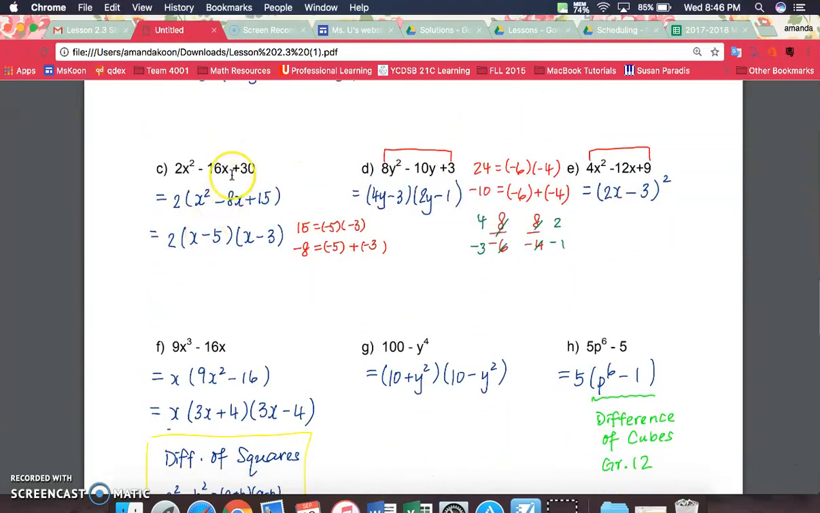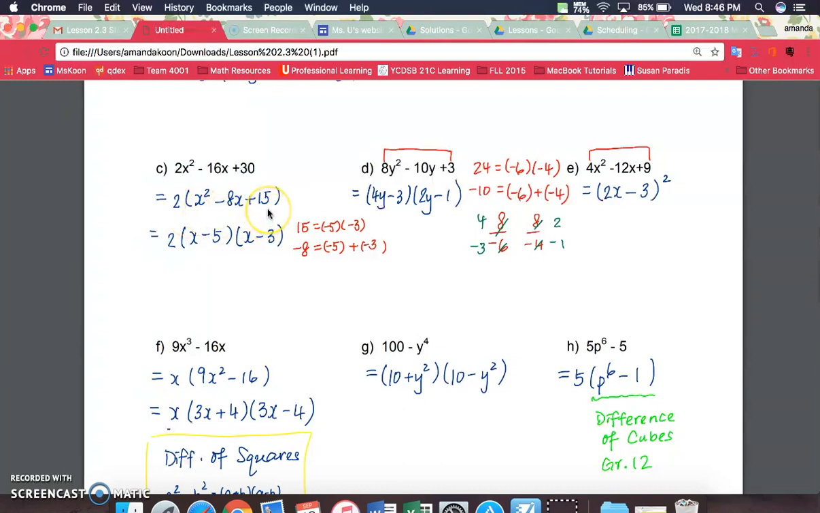Then we have trinomials. First, I see 2, negative 16, 30. The common factor is 2. Then, when you factor out the 2, you have x squared minus 8x plus 15.